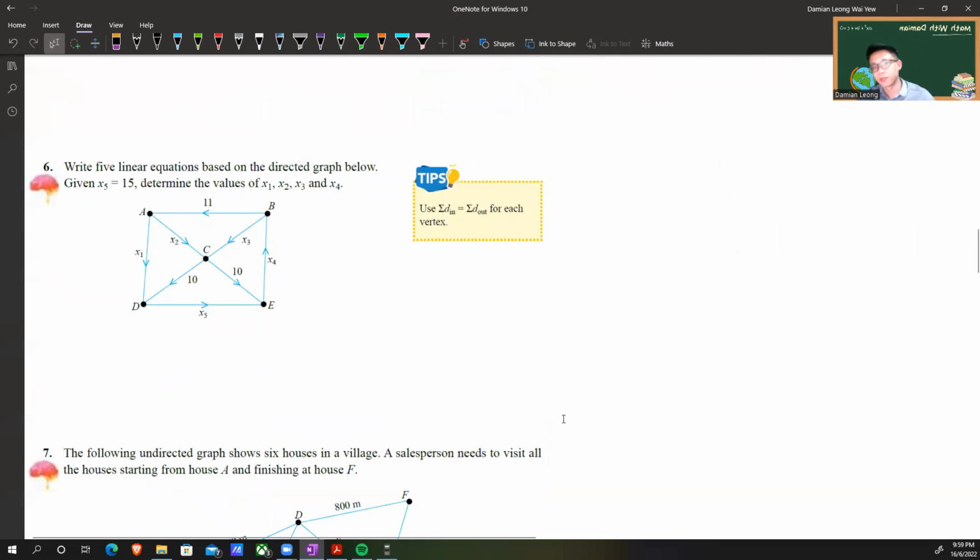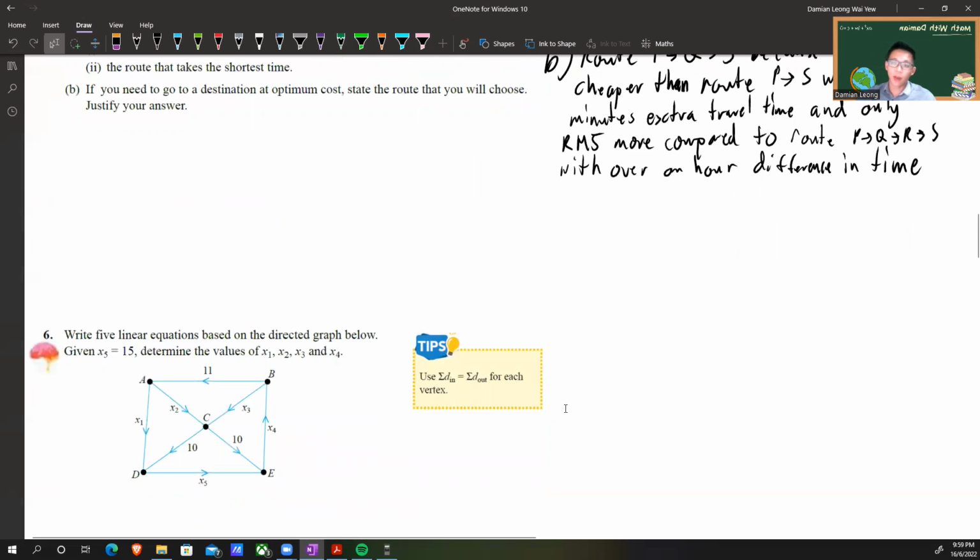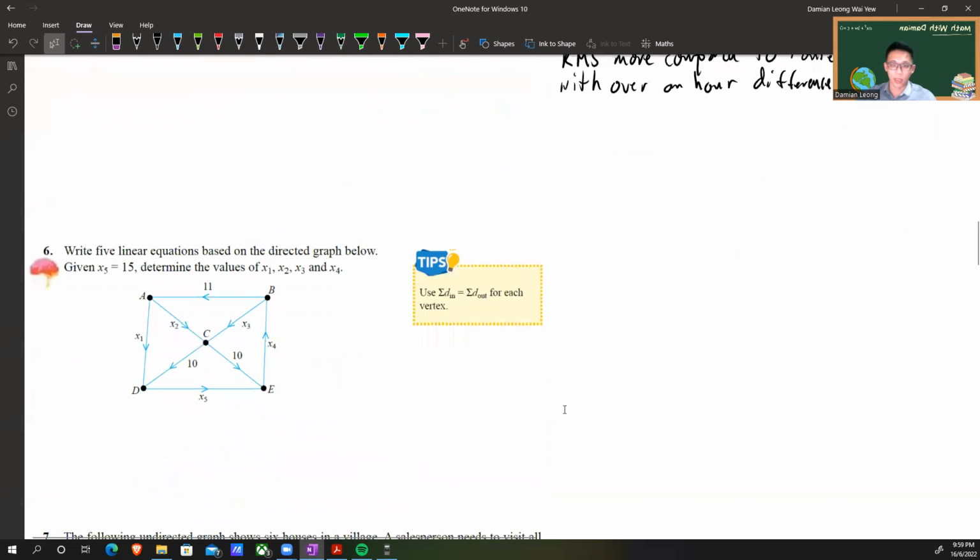Then we have question 6. Write 5 linear equations based on the directed graph here. So I want to write out 5 linear equations. They give you x5 equals 15. So they want you to determine x1, x2, x3, and x4.